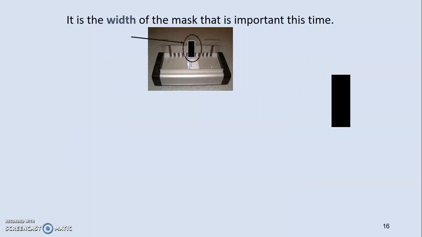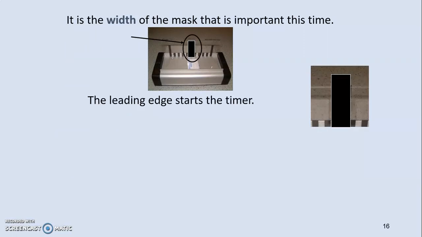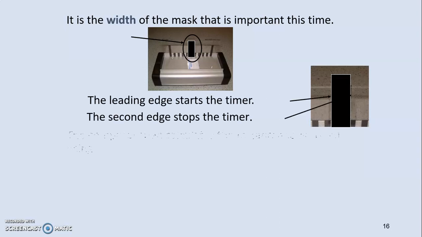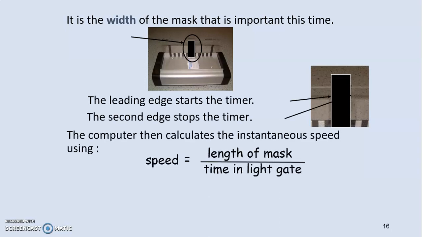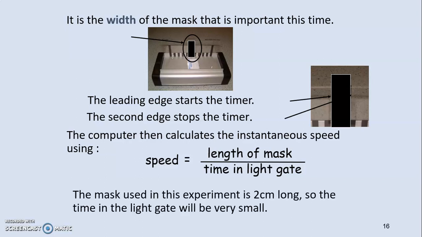So we need to know the width of the mask and the time taken to pass through the light beam. The computer will then use the formula speed equals distance divided by time, where the distance this time is the length of the mask and the time in the light gate, and this gives us the instantaneous speed. This can be really useful if you want to find acceleration, because you could find the initial speed and the final speed and measure the time between, and that would allow you to find acceleration.